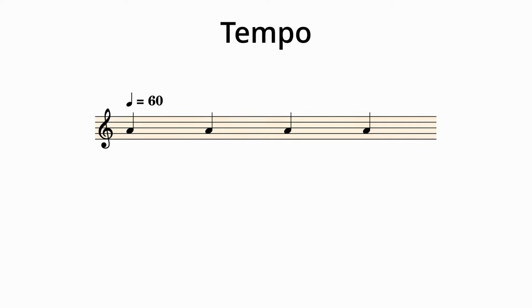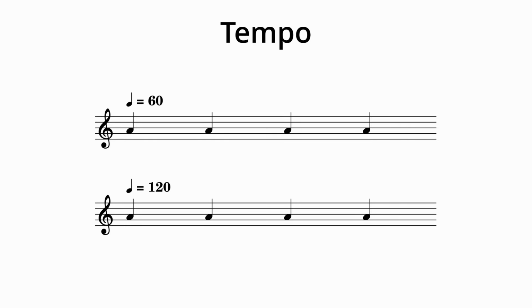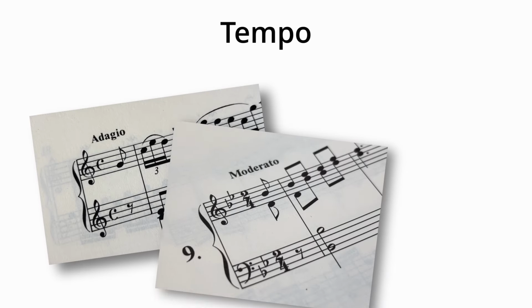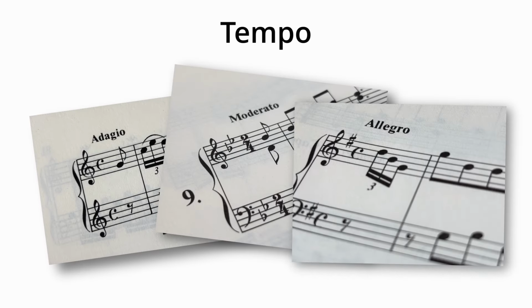In a different piece, quarter notes might be defined as 120 beats per minute, so you would need to play them twice as fast. In classical music, tempo is usually indicated by Italian terms, such as adagio, moderato, or allegro, which tells you more about how the piece should feel instead of a precise number of beats per minute.